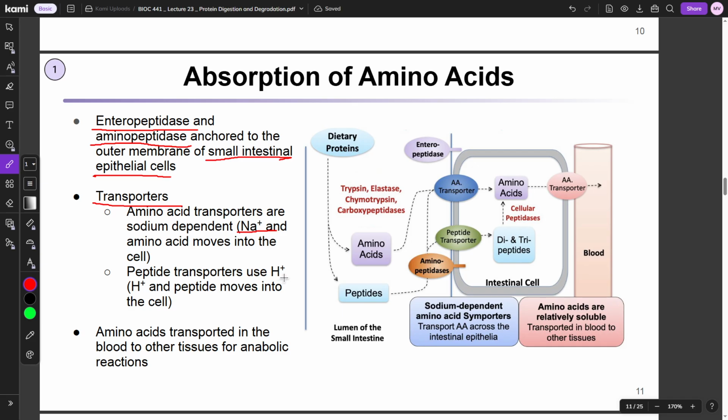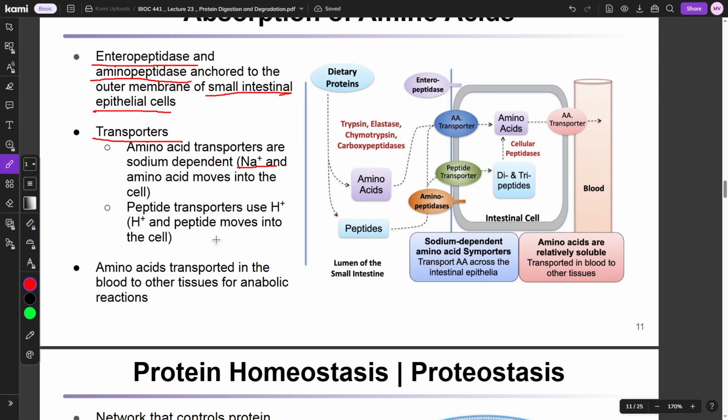So basically, it uses the concentration gradient of sodium to move the amino acids into the cell, if I'm not mistaken. Don't quote me on that though. Or sorry, it's not that they use the gradient. It's just that sodium is kind of like a cofactor there. That's probably a better way of thinking about it.